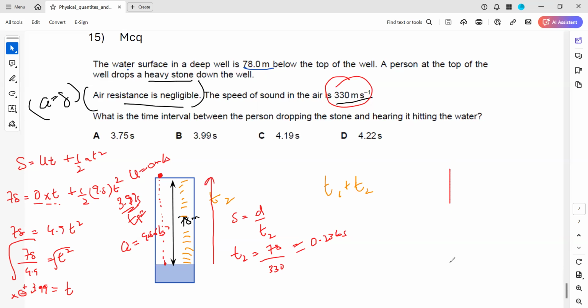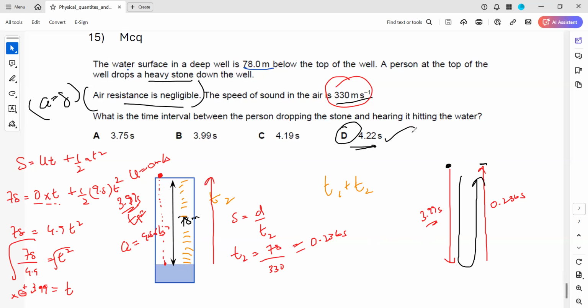So the stone took 3.99 seconds, and the sound took 0.236 seconds. What the question asks is the time interval between a person dropping a stone and hearing the sound. So we will simply add them. So 3.99 plus 0.236. What's the answer? 4.22. So 4.22. So that's why D will be the right answer.